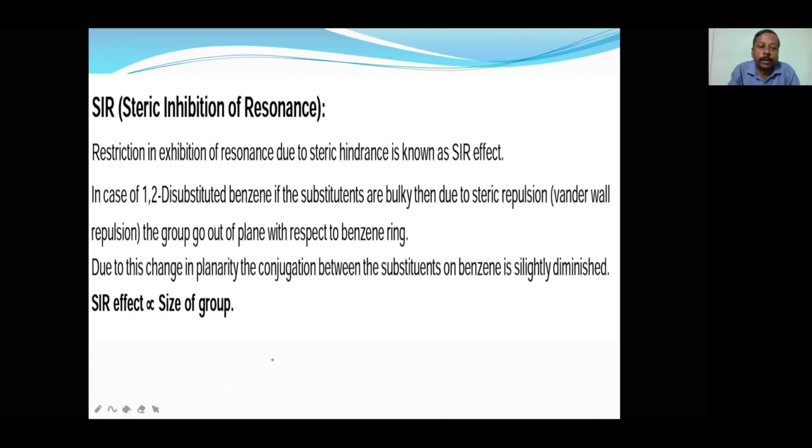Next, very important for the advanced examination, the SIR effect. SIR effect means steric inhibition of resonance. Inhibit means stopping. What is stopped? Resonance. Because of what is it stopped? Steric. Steric means absence of place.